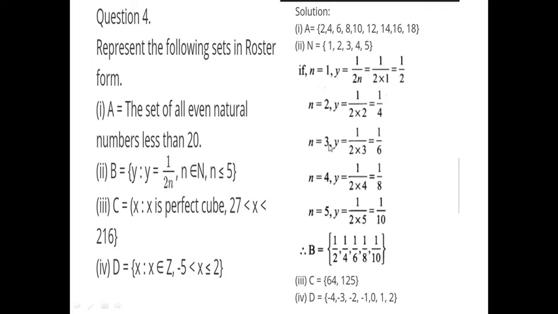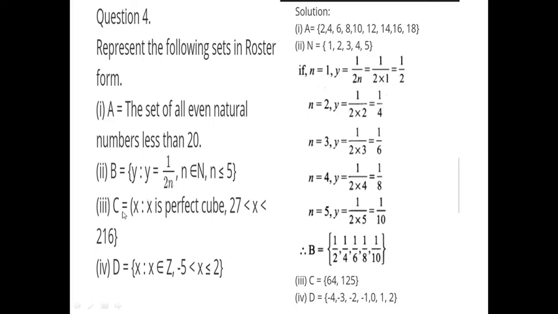When n is equal to 3, y is 1 by 2n. In the place of n you have to write 3. So 1 by 6. When n is equal to 4, y is equal to 1 by 2 into 4, which is 1 by 8. When n is equal to 5, y is equal to 1 by 2 into 5, which is 1 by 10. So the elements of the set B are 1 by 2, 1 by 4, 1 by 6, 1 by 8 and 1 by 10. See, the set has to be written within the curly braces.